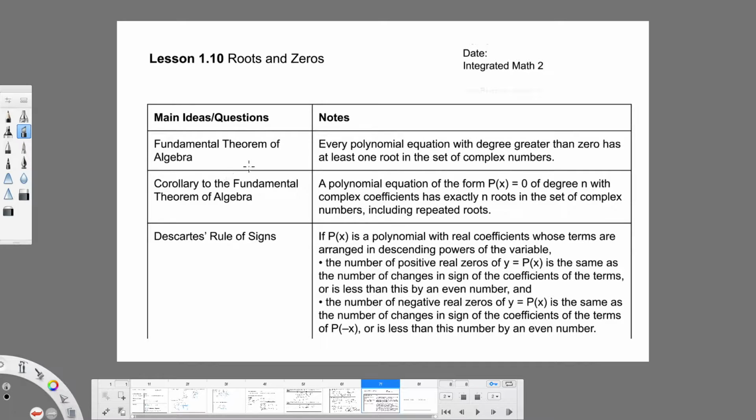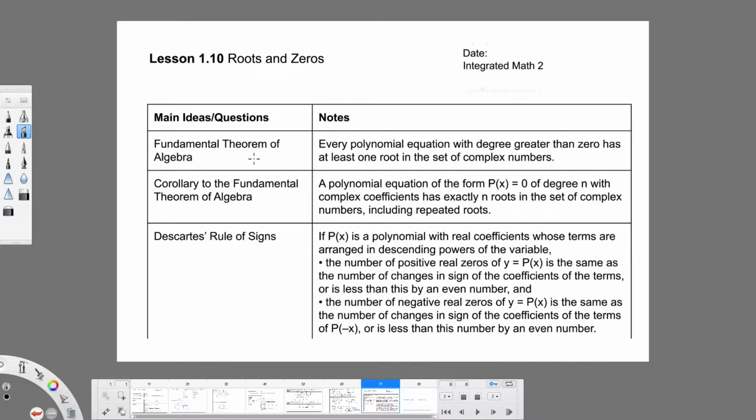Here we have the fundamental theorem of algebra. Every polynomial equation with degree greater than 0 has at least one root in the set of complex numbers. So everything has at least one solution, is what it's saying. Corollary to the fundamental theorem of algebra, the opposite idea: a polynomial equation of the form p of x equals 0 of degree n with complex coefficients has exactly n roots in the set of complex numbers, including repeated roots.